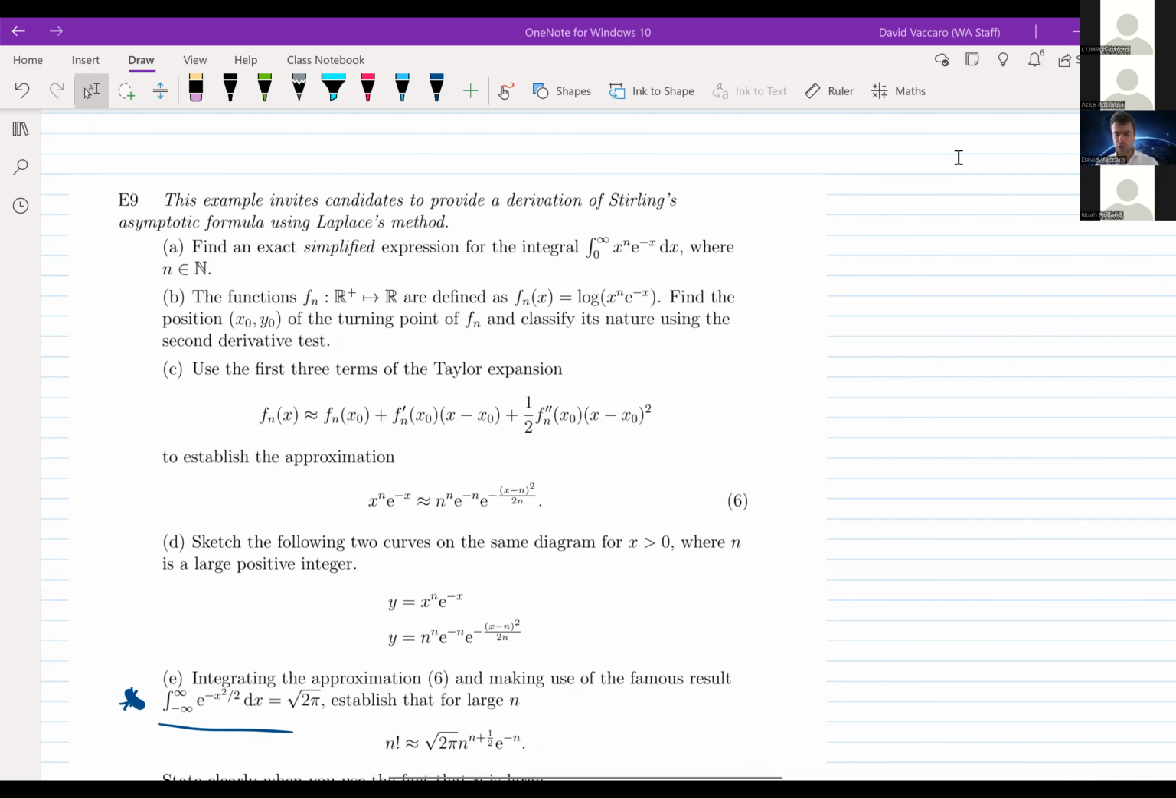I think it has nice gears, and Dr. Chernov will be able to tell me what he would call the technique in part C. As a physicist I know what I would call it, and as a mathematician too. But anyway, let's get going. Let's look at part A. It says: find an exact simplified expression for the integral from 0 to infinity of x to the n e to the negative x. Suggestions in the chat: what method of integration do you think you would use to integrate x to the n times e to the negative x?